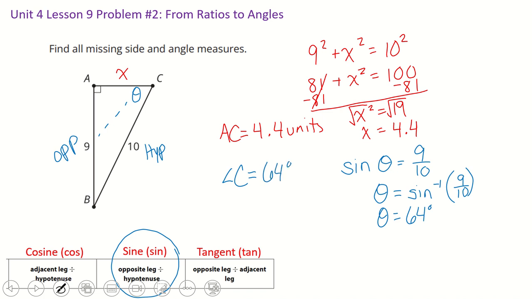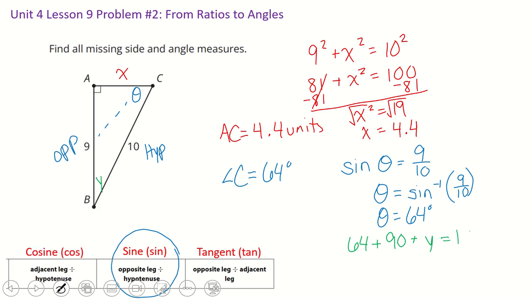Now from here, you could use another trig ratio to find out angle B, but we know from previous units that all three angles inside a triangle must add up to 180 degrees. So if I know that angle C is 64 degrees, I know that angle A is 90 degrees, and I am looking for angle B, which I'm going to call the letter Y. Oops, that is a really bad Y, so let me change that. I'm going to call this one Y.